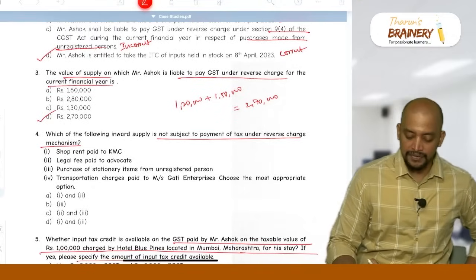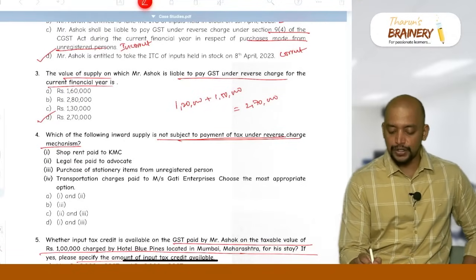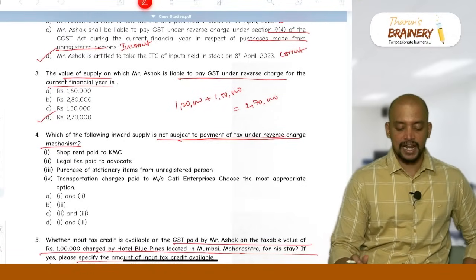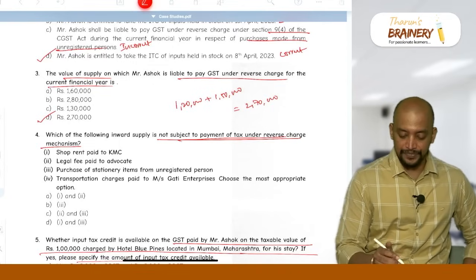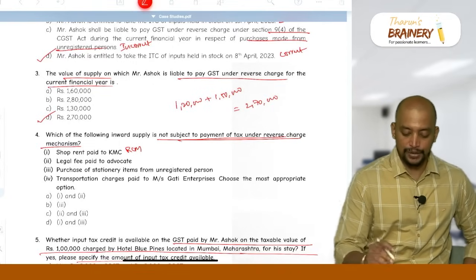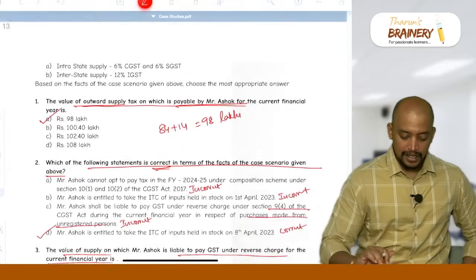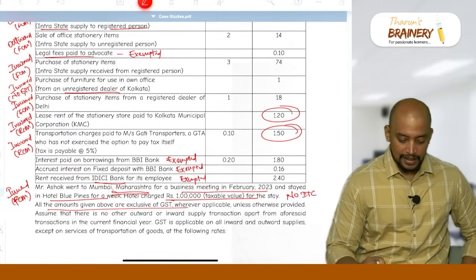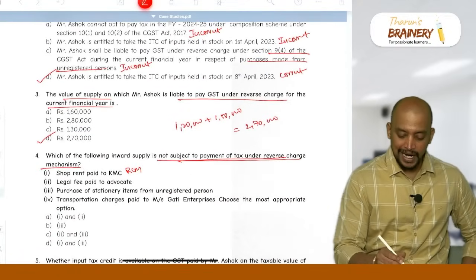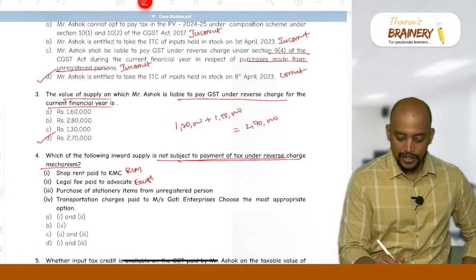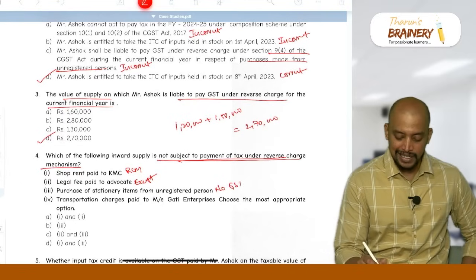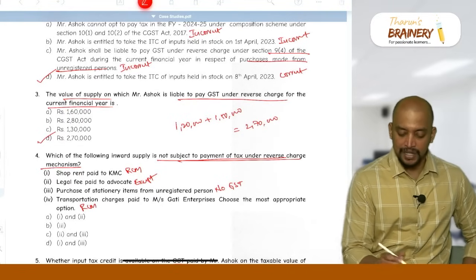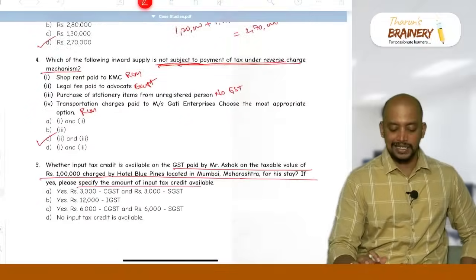Which of the following inward supplies is not subject to payment of tax under reverse charge mechanism? Shop rent paid to KMC is actually RCM. So it is RCM. Shop rent paid to KMC is RCM. But legal fees to advocate is exempt. So not subject to RCM. Purchase of stationery from unregistered, no GST. Transportation charges RCM. They are asking which is not subject to RCM. 2 and 3, option C is the answer.